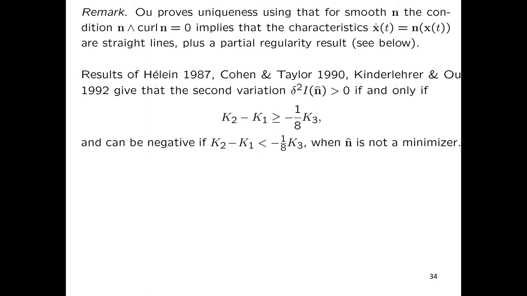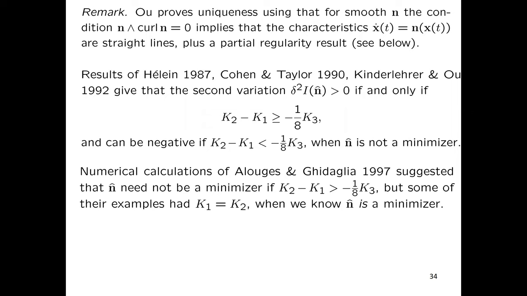Well, so that says that if K1 is less than or equal to K2, it's a minimizer. So now, these people worked out the second variation at the hedgehog and showed that it's positive if in fact K2 minus K1 is bigger or equal to this negative number, minus 1/8 K3, and it can be negative if the opposite inequality holds, when n hat is not a minimizer. So the numerical calculations suggested that n hat need not be a minimizer, when K2 minus K1 is bigger than minus 1/8 K3, but actually some of these examples said K1 equals K2, so we know that that is a minimizer, so these can't be trusted actually.